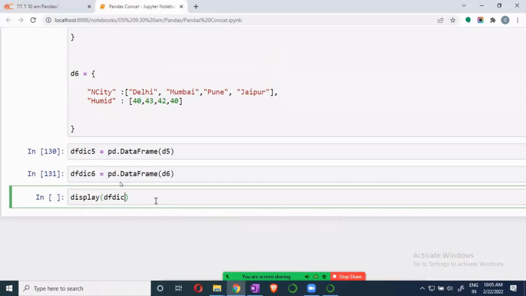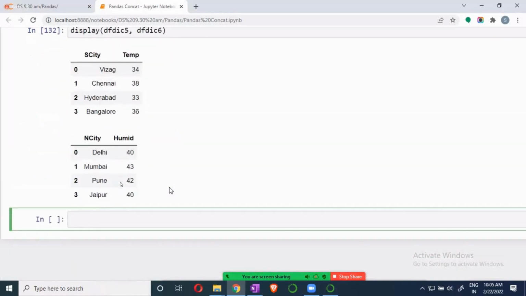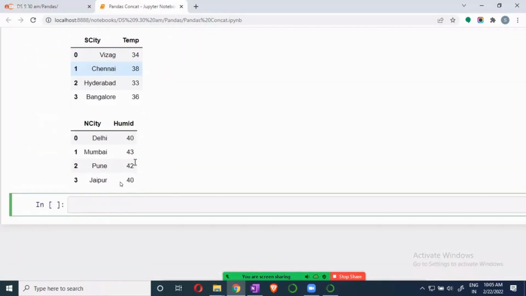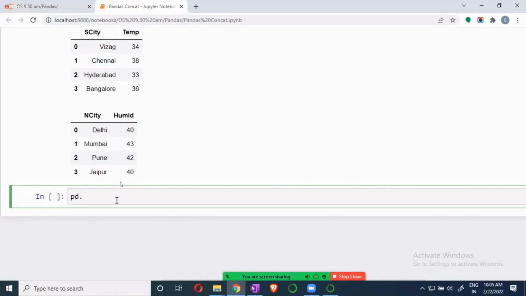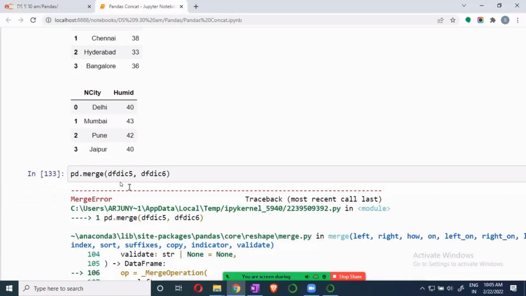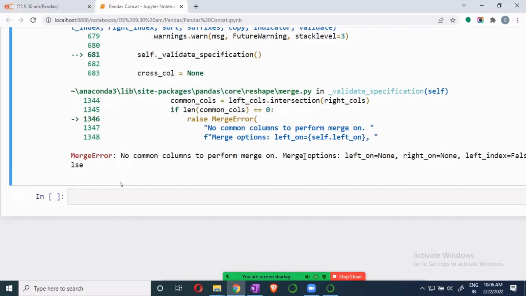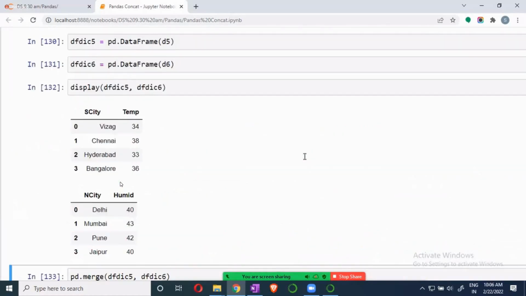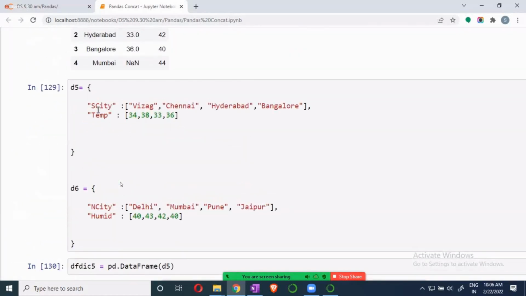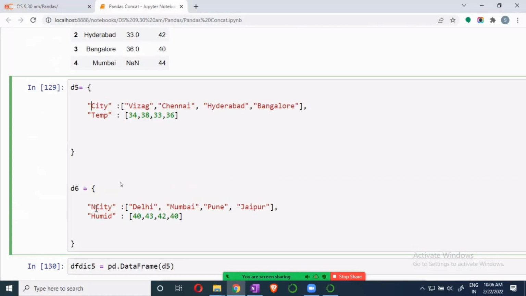DF DIC 5 comma DF DIC 6. Okay. Now let me run this one. I got these things. Okay. Two different data sets. Now I will do pd.merge of DF DIC 5 comma DF DIC 6 over here. What did I get? No common columns to perform the merge. Okay, no common columns. Now let me keep one common column over here. Can you see it here? With no common values.